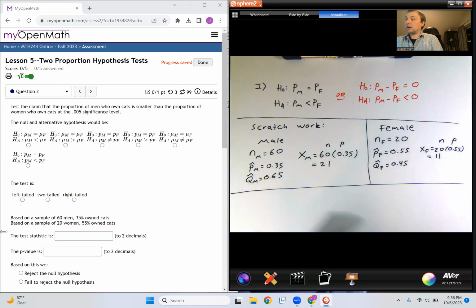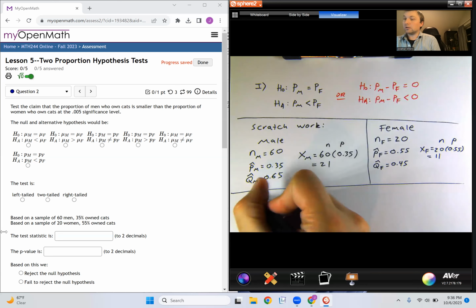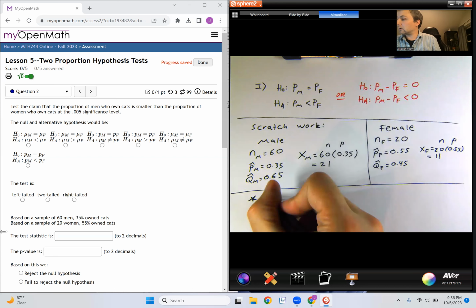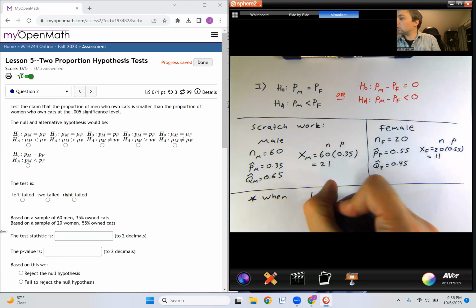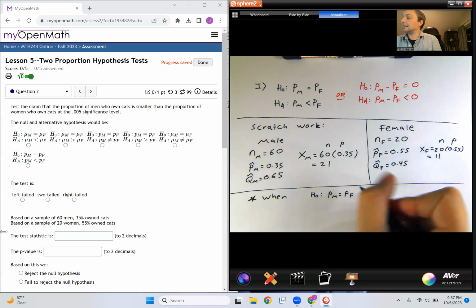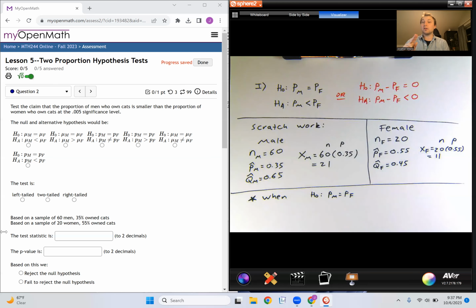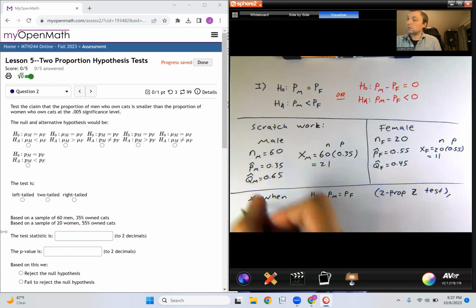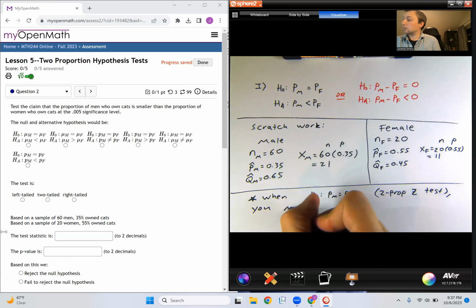And I'm going to write down a reminder note here. This is the only situation we've seen so far where we need to do this. When you have a null hypothesis that says the first group is equal to the second group, and this is always going to be the case when you're comparing two proportions with a two-proportion z-test, when you're looking at two proportions and using z-scores, you must pool.